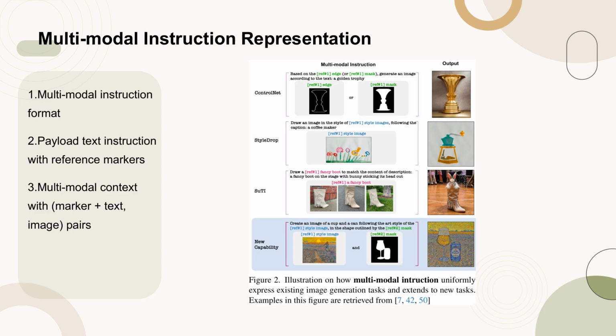Figure 2 illustrates how multimodal instructions can uniformly represent existing image generation tasks and extend to new tasks. The figure showcases examples from 7, 42, 50, demonstrating the format's compatibility with prior image generation tasks. The key components include a payload text instruction with detailed task descriptions and reference markers, and a multimodal context that includes pairs of markers, text, and images. This format allows for a shared model to understand both text instructions and multimodal contexts, regardless of the specific modalities involved, thereby enabling flexibility and generalization to new tasks without task-specific design.